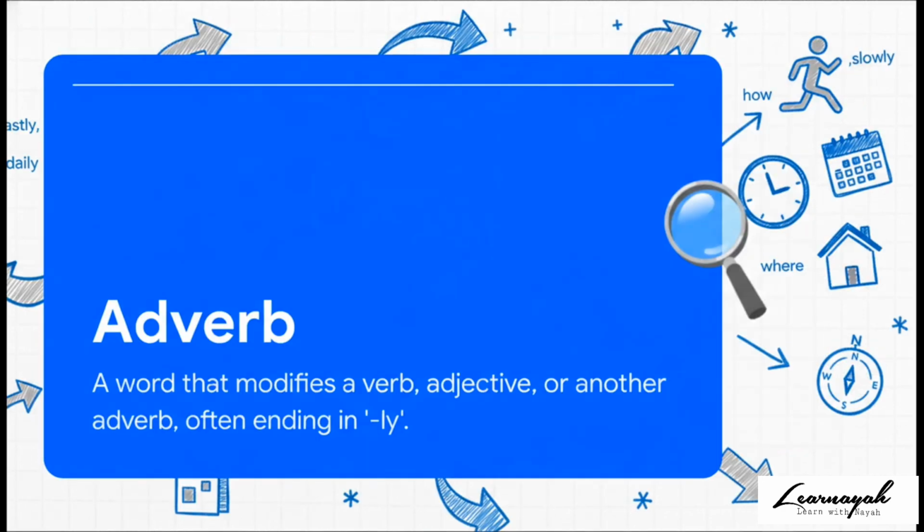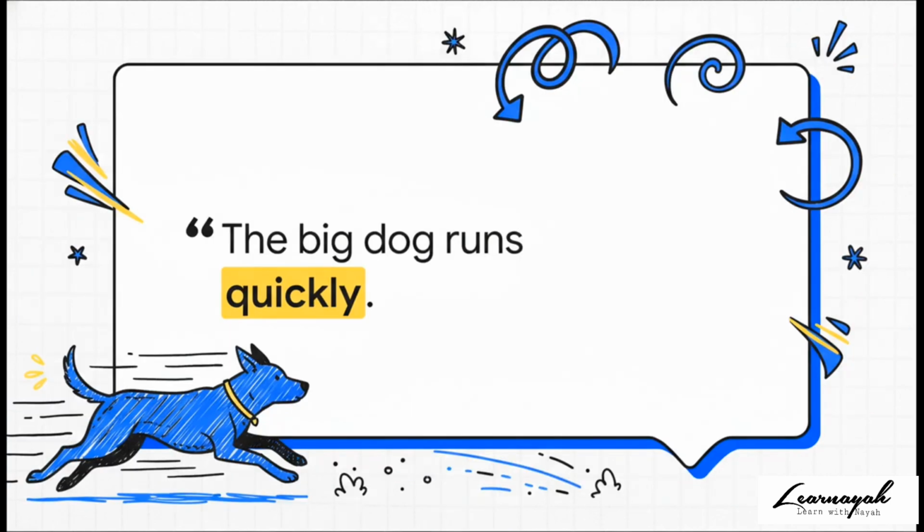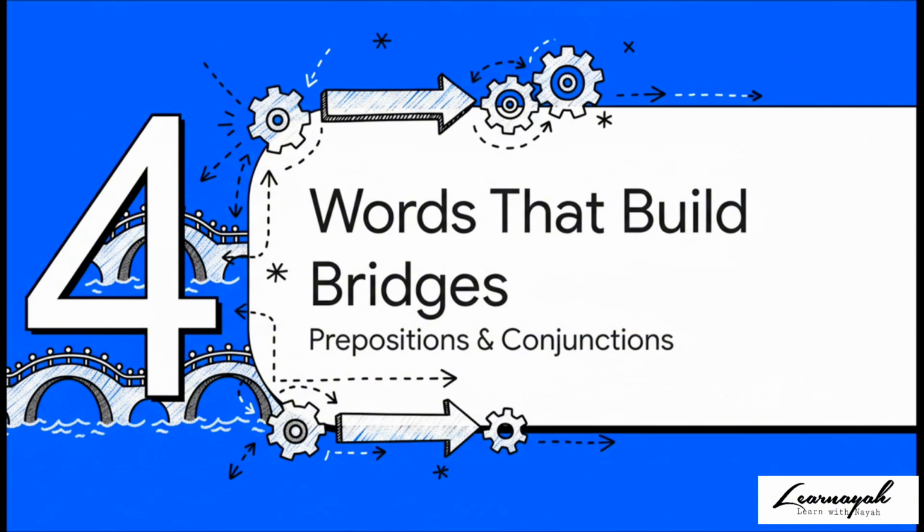Next up, we've got adverbs. Now, these are the words that modify our verbs. They tell us how, when, or where an action happens. And a little pro tip, they often, but not always, have that telltale ly ending. Let's add this next layer of detail to our blueprint. We take the big dog runs, and now we describe the action itself. The big dog runs quickly. Now we don't just know about the dog, we know how it's running. Our sentence is getting more descriptive, which is great, but it's still kind of isolated.